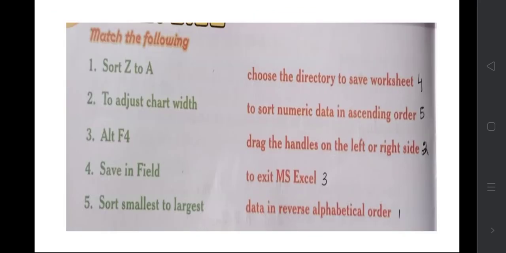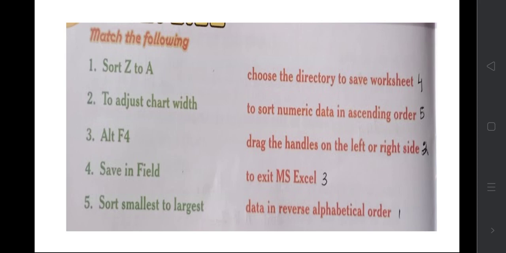Then match the following. Sort Z to A, that is reversing manner, that is data in reverse alphabetical order. To adjust chart width, width means how large it is going to be, that is, drag the handles on the left or right side. If you drag the handles, the width can be adjusted.